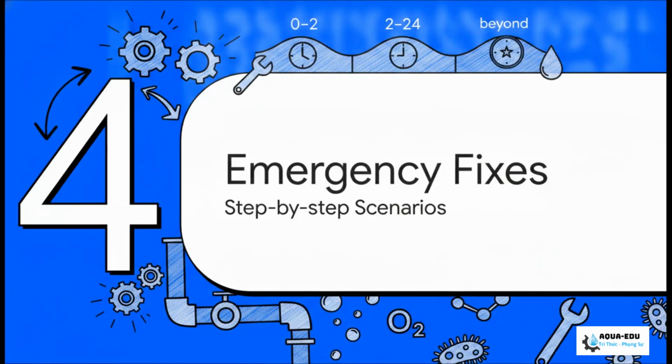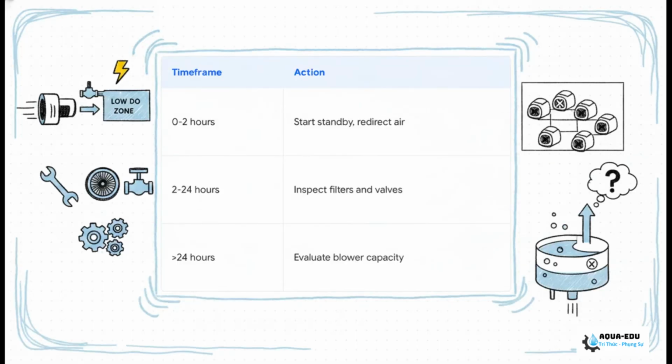Okay, part 4, emergency fixes and scenarios. Once we know the cause, here's your timeline. Scenario 1, blower failure. If a blower goes down, your 0 to 2 hour emergency fix is to fire up that standby unit instantly.